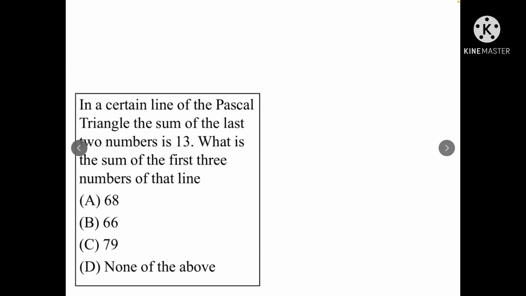Comes to the next one. In a certain line of the Pascal triangle, the sum of the last two numbers is 13. What is the sum of the first three numbers of that line? Options are given: 68, 66, 79 and none of the above.